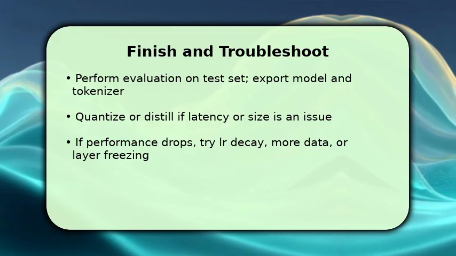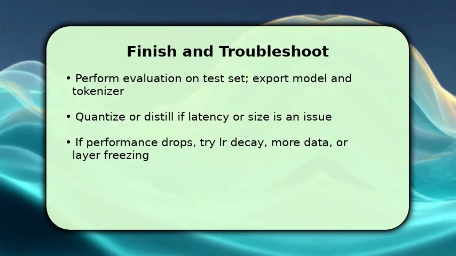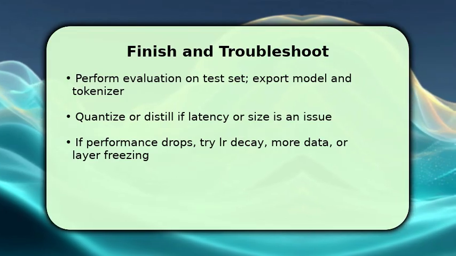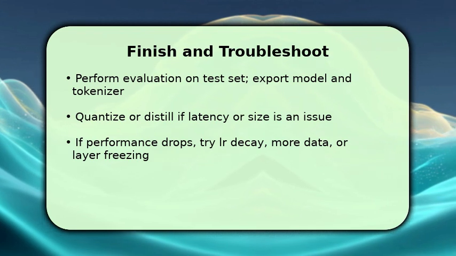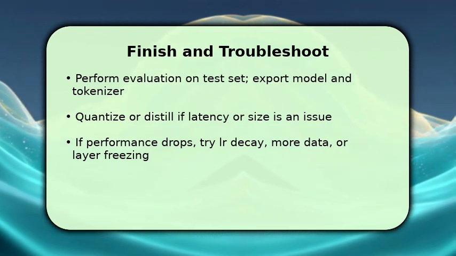If metrics are worse than expected, try lowering the learning rate, freezing lower layers, augmenting data, or increasing validation frequency. These targeted fixes address common training instabilities quickly.